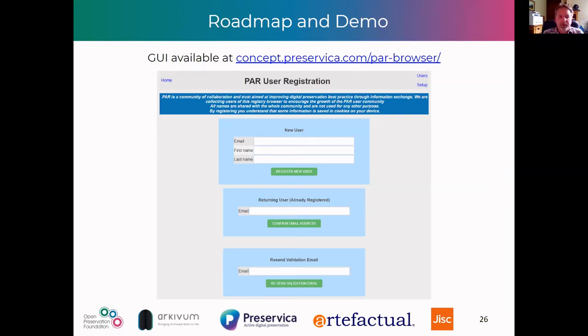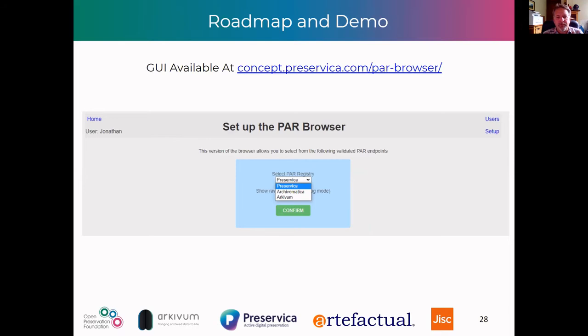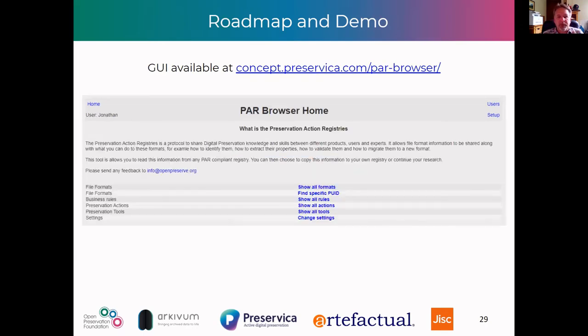But if you register here, you will be able to look at any of the PAR browsers. The first thing you do is you go to the setup page. You see the setup option on the top right-hand corner. You click on the drop-down and you'll get an option to say whether you want to use Preservica, Archivematica, or Archivem. You pick one of those and you can start using the system. So you're now able to browse these systems and see what they're actually doing, in human readable form.